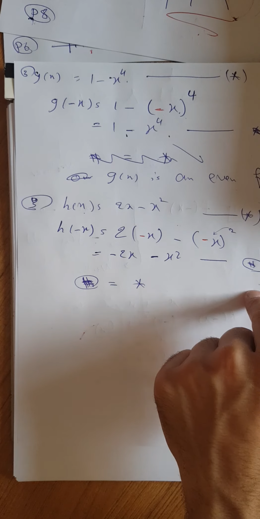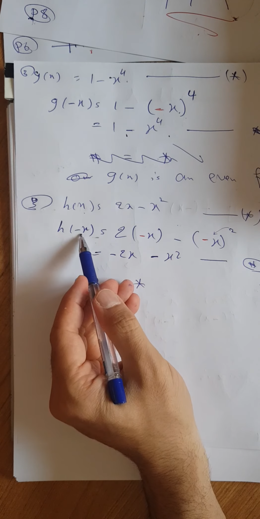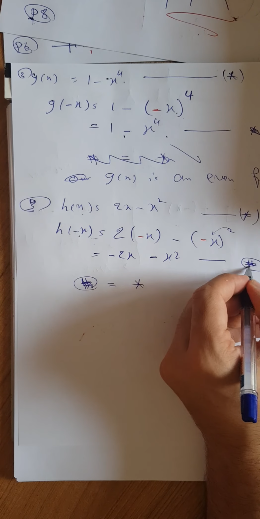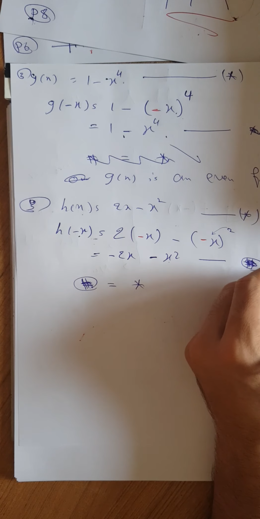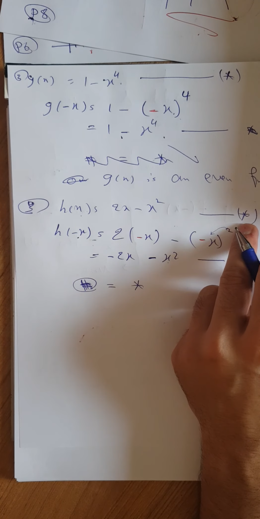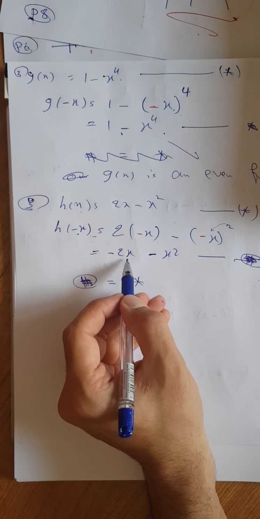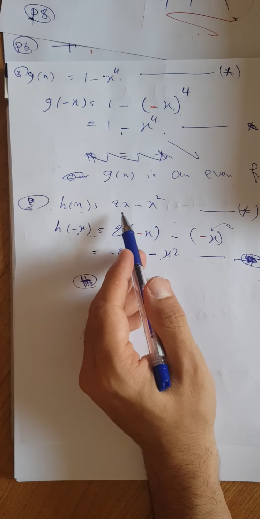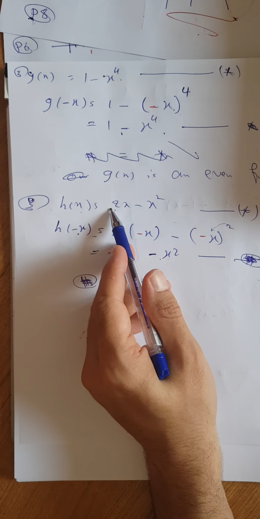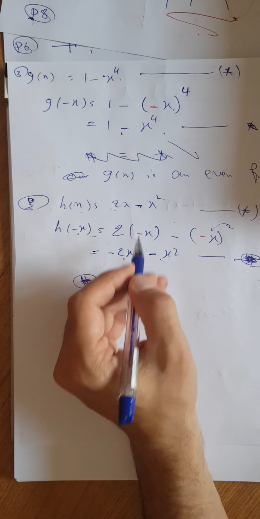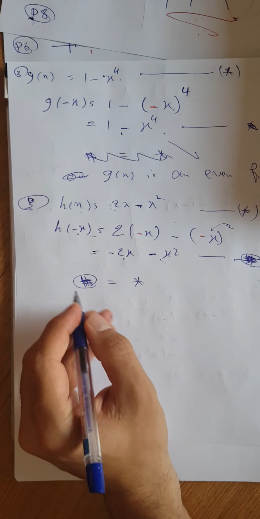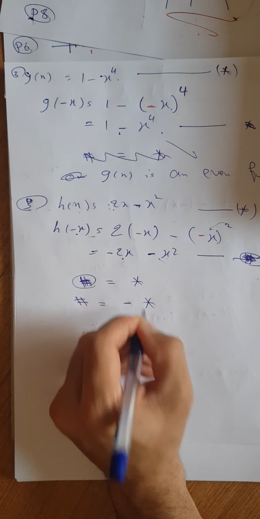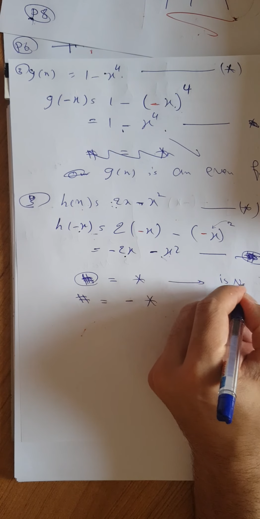Is this equation equal to that equation or not? This is my original. After adding the negative, I got this hash, a double star. So is equation hash equal to equation star? Let me see. Negative 2x is not equal to positive 2x. Here's negative, here's negative, okay, but how about here? No, it's not. How about equation hash equal to negative star? This one is not, which means it's not even.